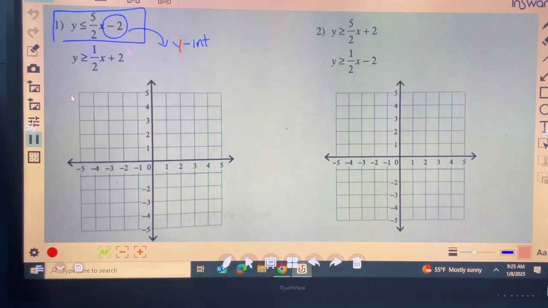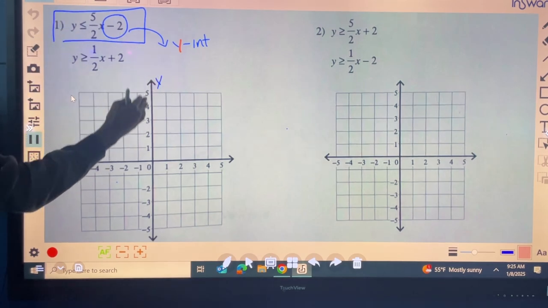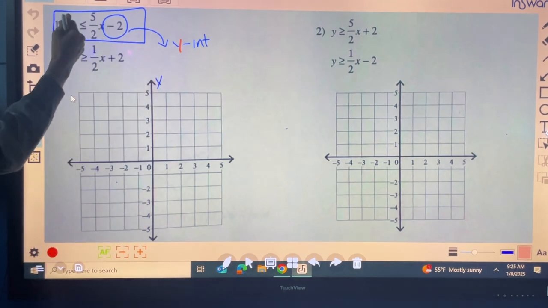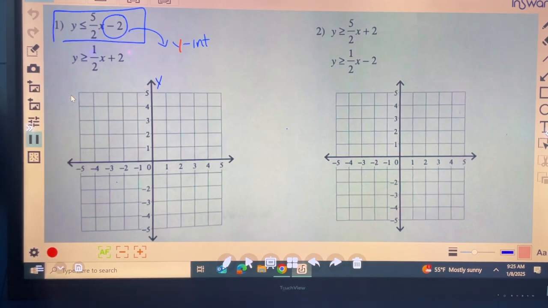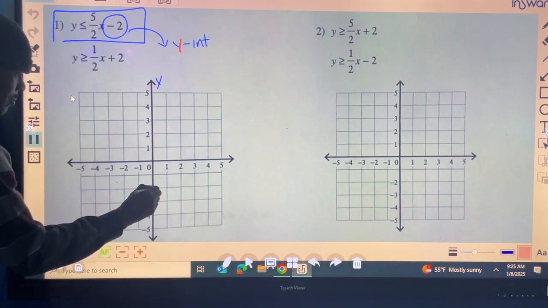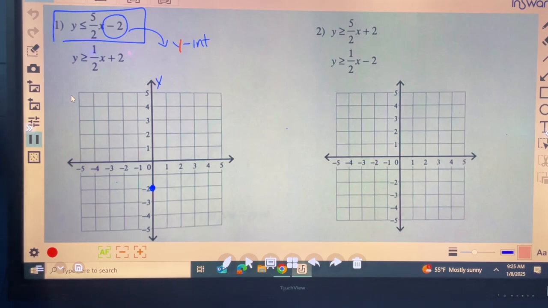So the first dot is going to be on the y-intercept, at what number? Go ahead and put a dot on your paper. You can put it in blue, so you can see that this line relates to this equation. Color coordinate so you don't get them mixed up.